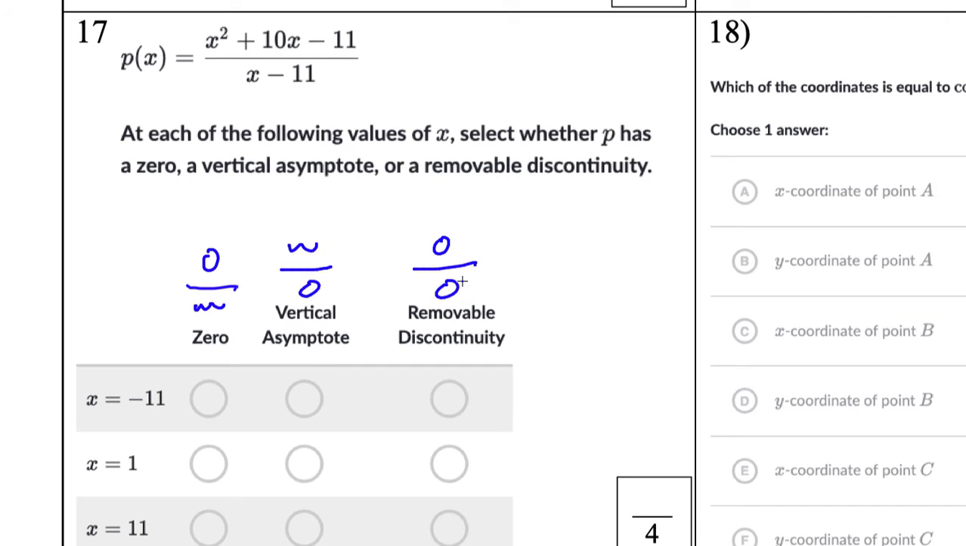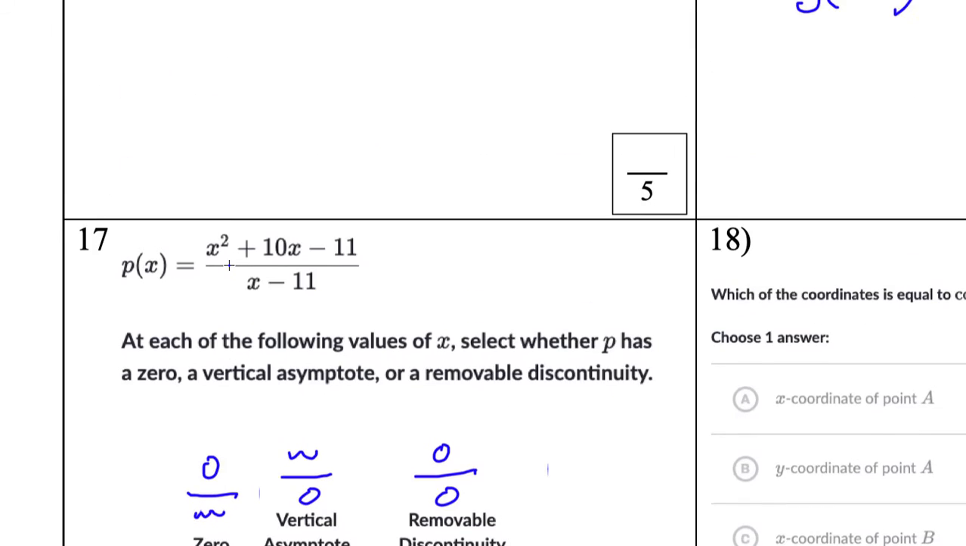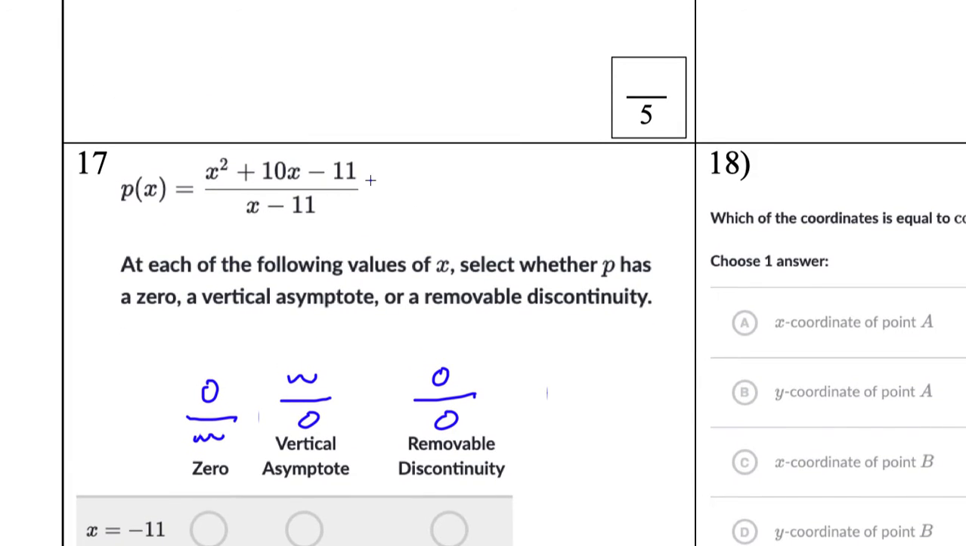By the way, if I have a removable discontinuity, a 0 on the top and the bottom, and I still have a vertical asymptote, the vertical asymptote triumphs. If I have a removable discontinuity but still have a 0 on the top, the removable discontinuity triumphs. So you kind of have to know which one is more powerful. The most powerful of them all, to rule them all, is the vertical asymptote. Next is removable discontinuities, and zeros is the least powerful in terms of how they affect your equation. So first we need to factor.